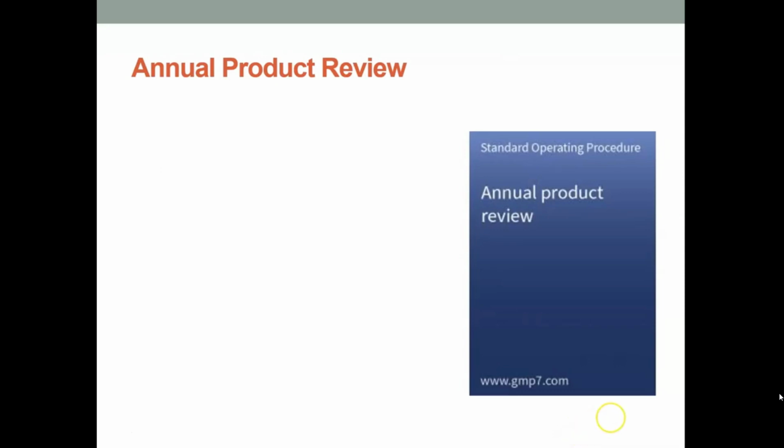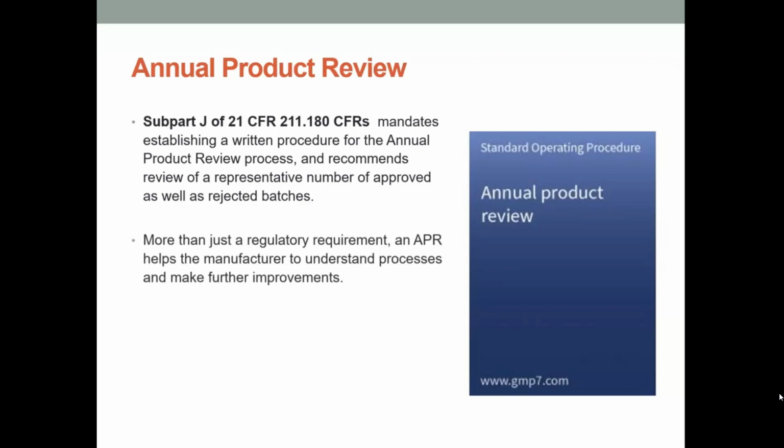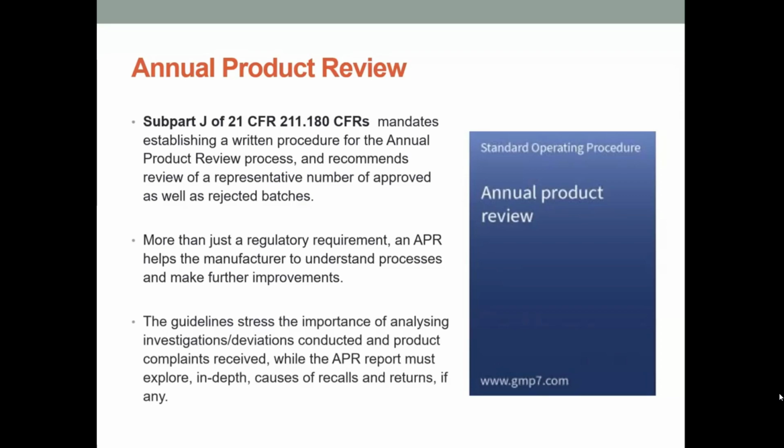Annual product review is another important means of maintaining the validated state of your site. In Subpart J of your CFRs, it mandates having a written annual product review process, and it recommends review of a representative number of approved as well as your rejected batches. The annual product review is more than just a regulatory requirement. An APR helps the manufacturer to understand processes and to make further improvements. The guidelines stress the importance of analysing investigations and deviations conducted and product complaints received, while the APR report must explore in-depth causes of recalls and returns, if there was any.